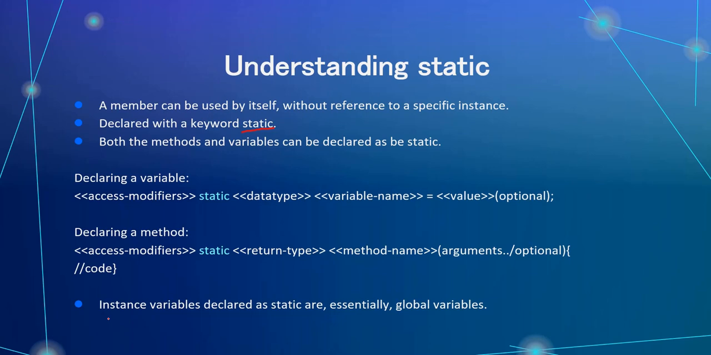This is because when a class is loaded, the memory is allocated to the static variables, and every time an object is created, the memory is allocated only to the non-static variables. That means any objects of a class can share a copy of the static variables. So essentially these static variables are called global variables.